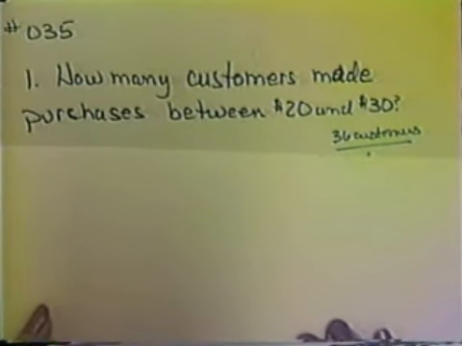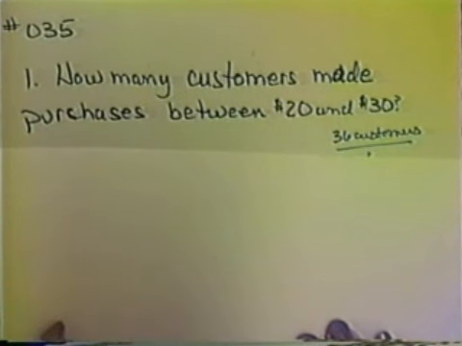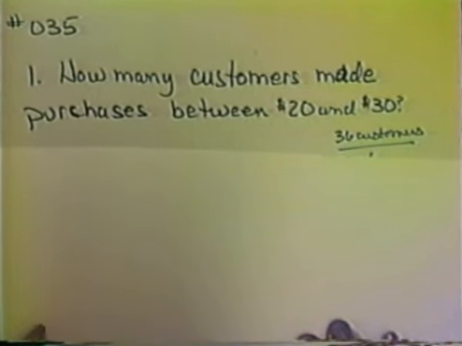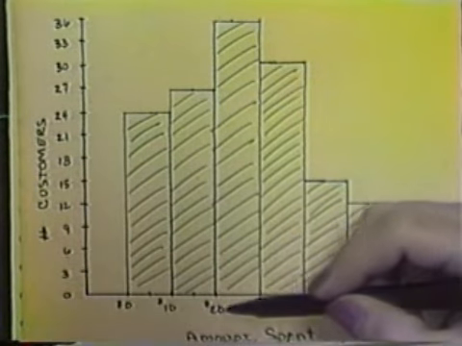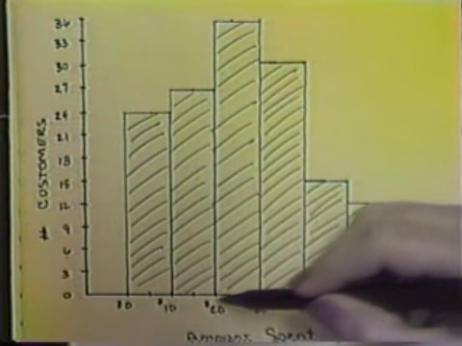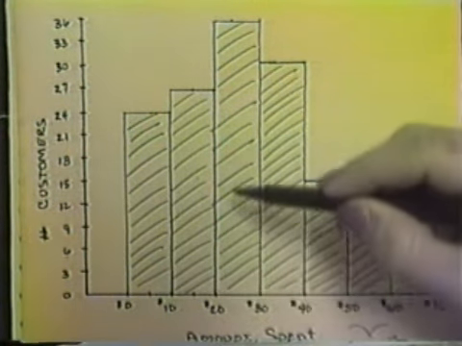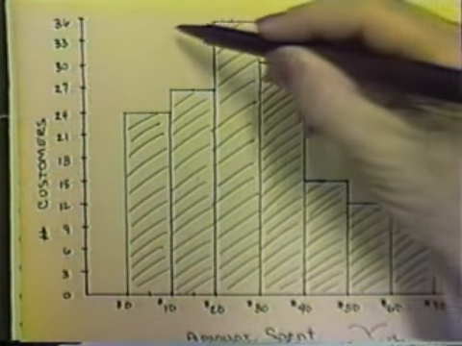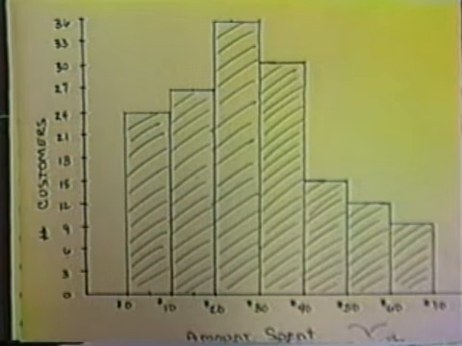36 customers made purchases between $20 and $30. We did that by looking at the interval between 20 and 30, going to the top, and measuring it across to the side. And there were 36.